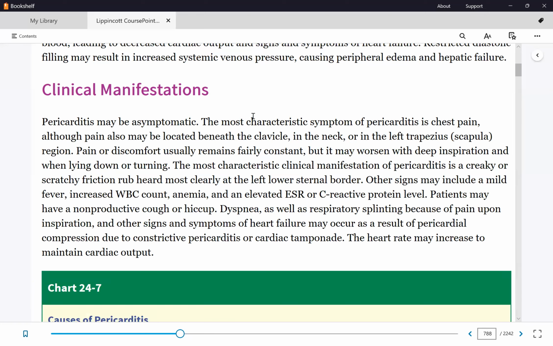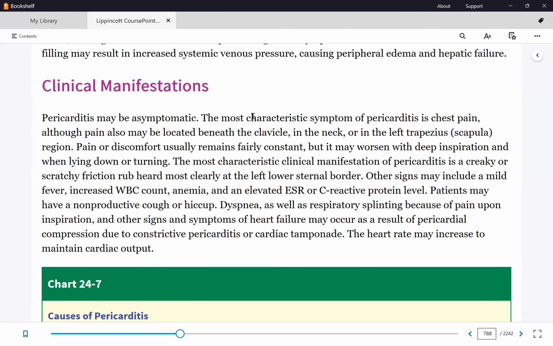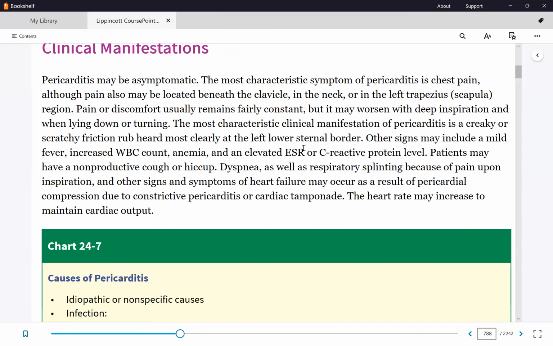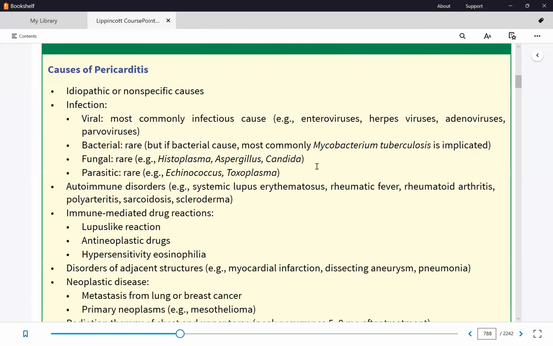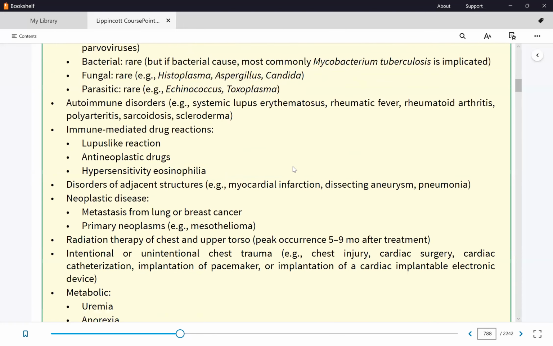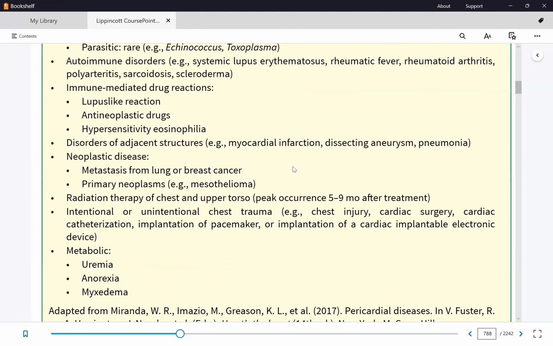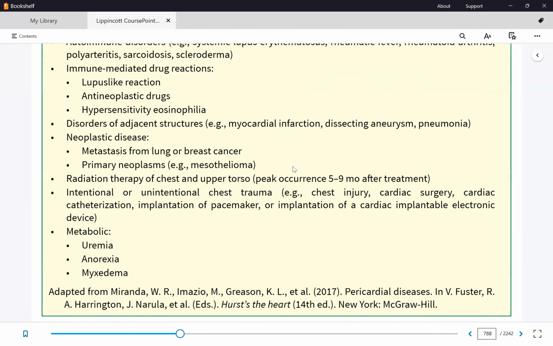And because it's an inflammation condition, there will be elevated WBC, elevated ESR, elevated CRP, just like endocarditis. Can this cause heart failure? Yes. See, we already discussed the causes. So it is either infectious or I mentioned the lupus, it's there, right there. And then we have the heart attack right here. So it could also be from a heart attack or 2 weeks after a heart attack.